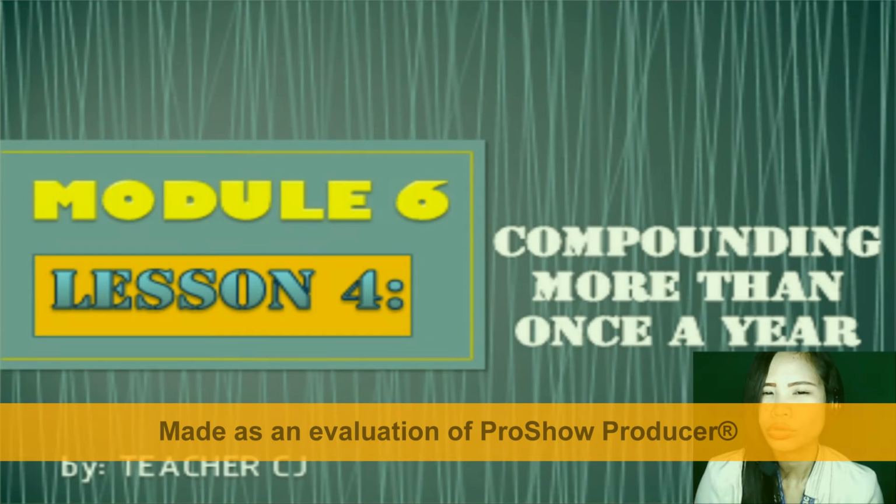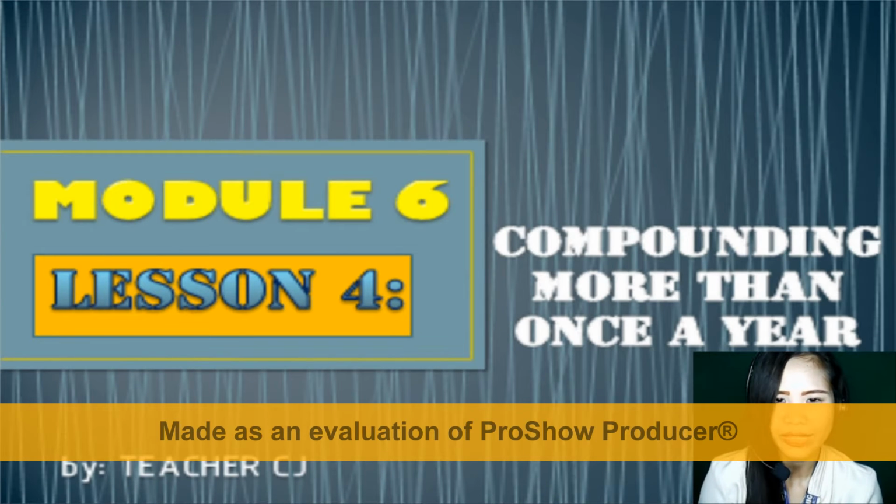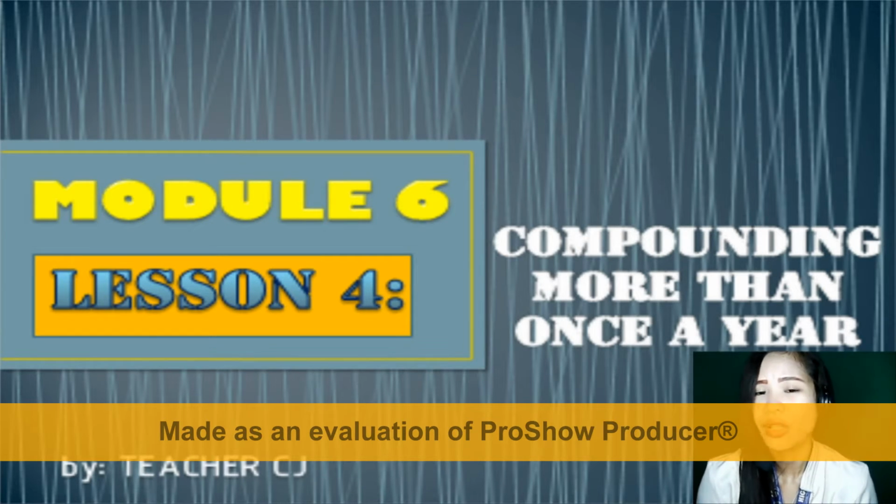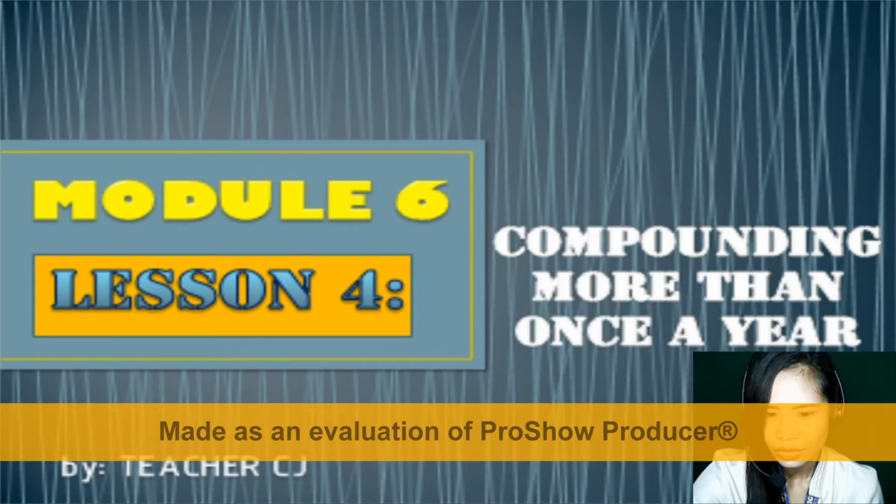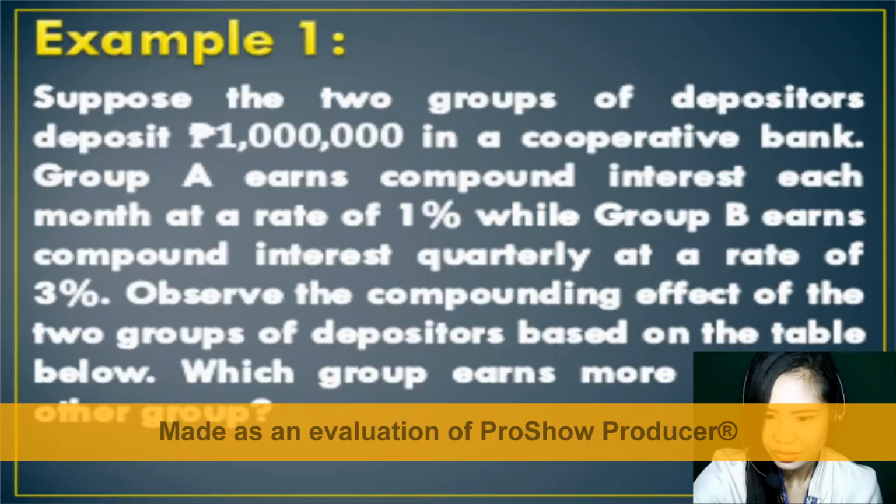So let's now focus on the last lesson in Module 6. It talks about compounding more than once a year. What if the money invested is compounded not only annually but semi-annually, quarterly, or monthly? In this case, it will be compounded many times in a year. So it goes like this.